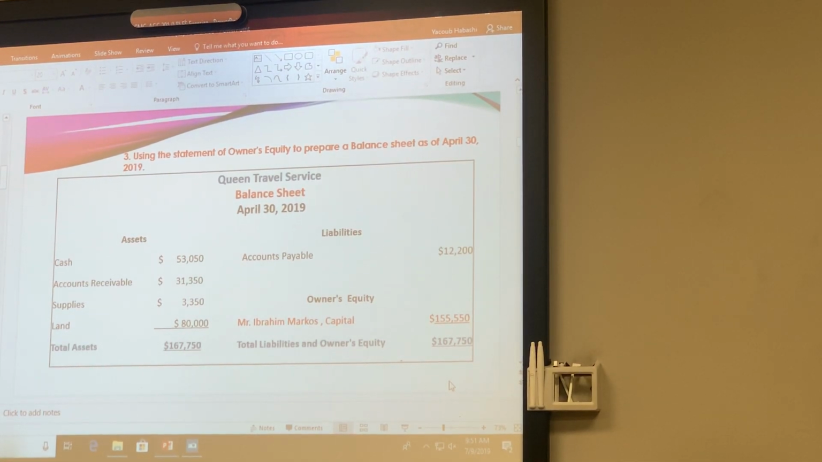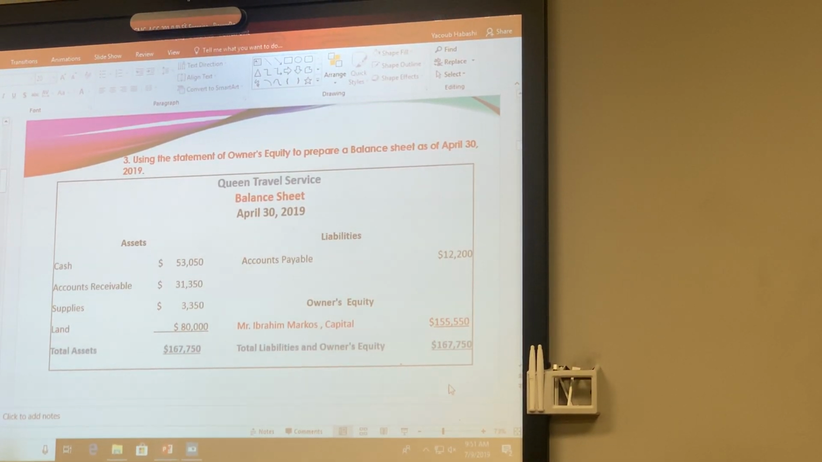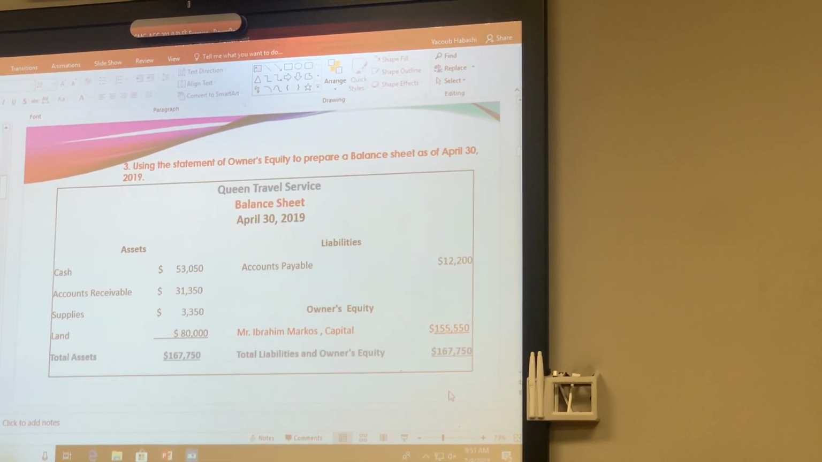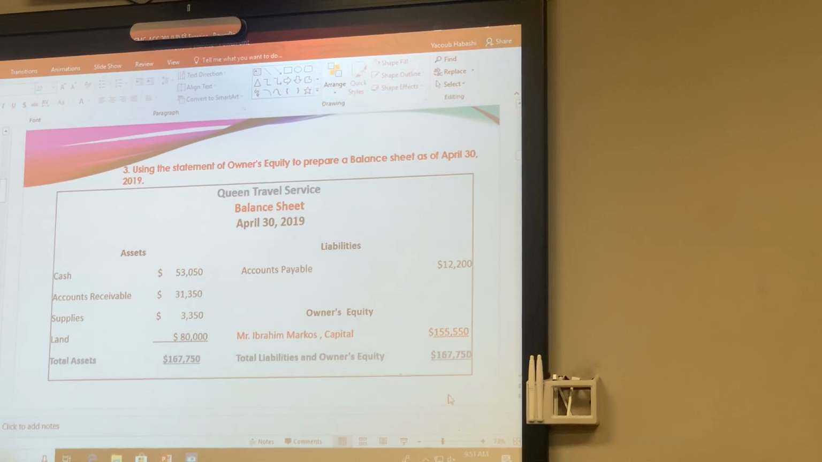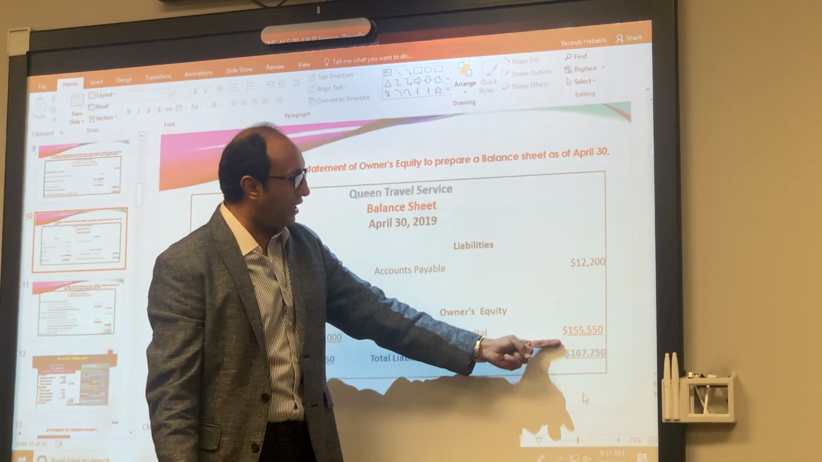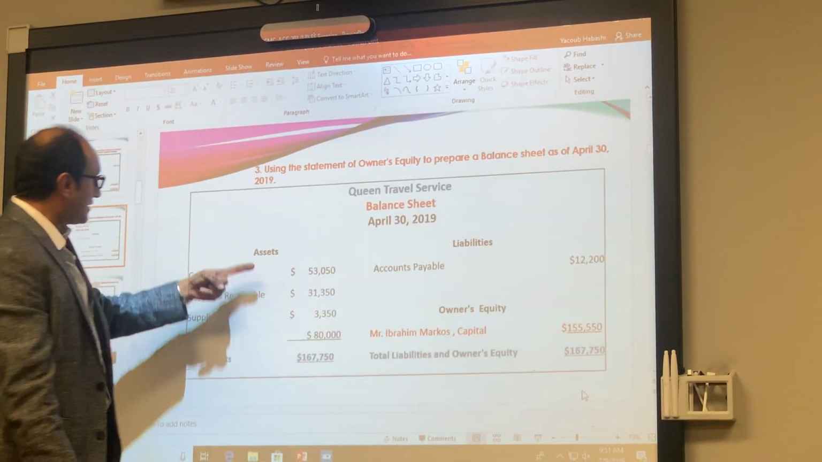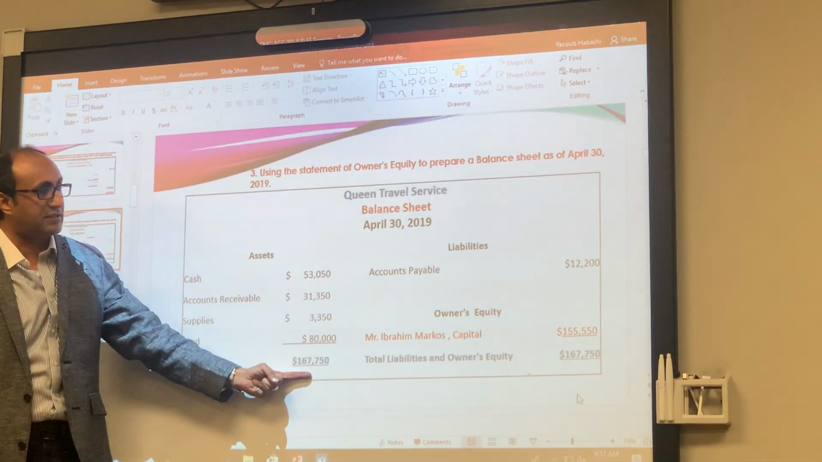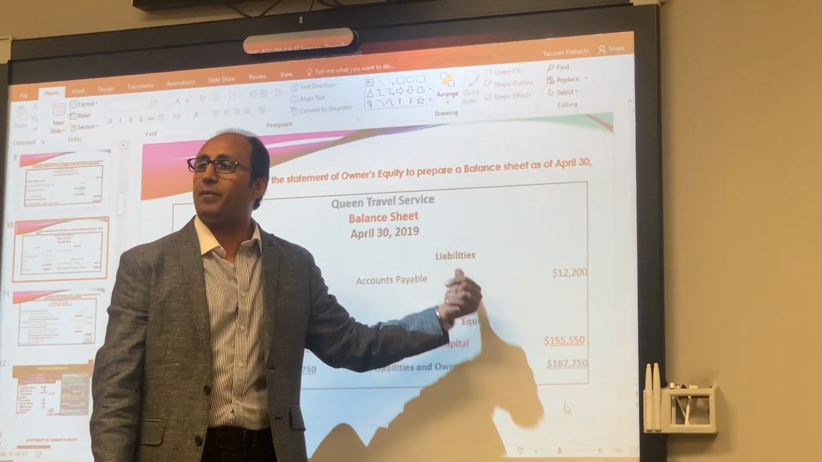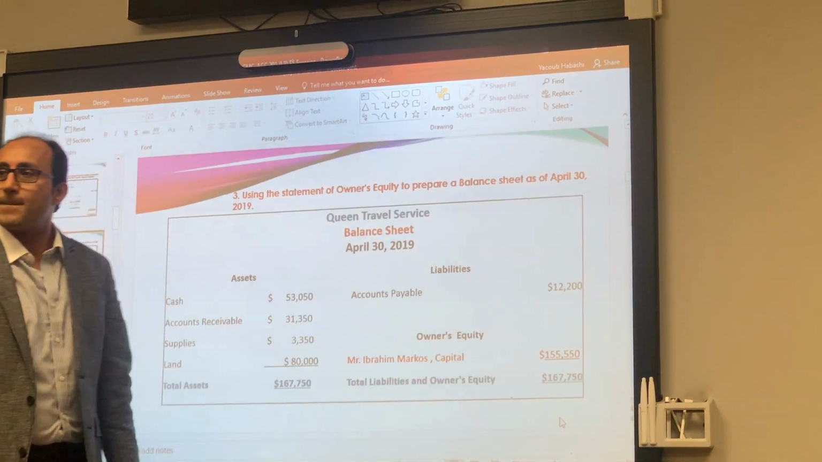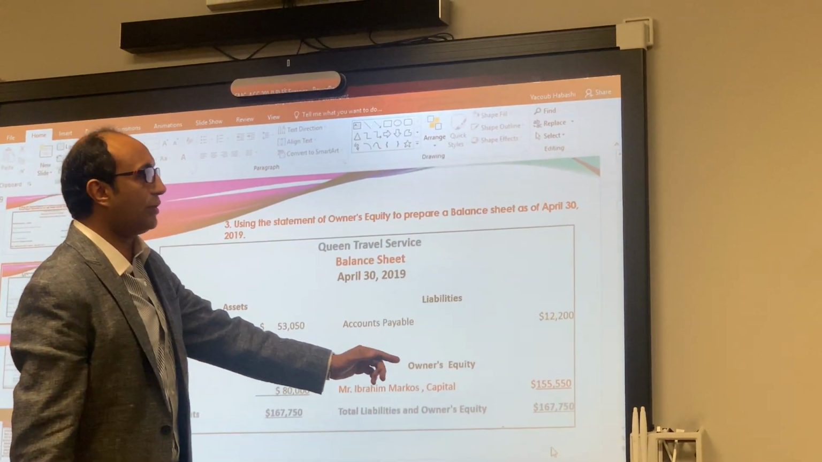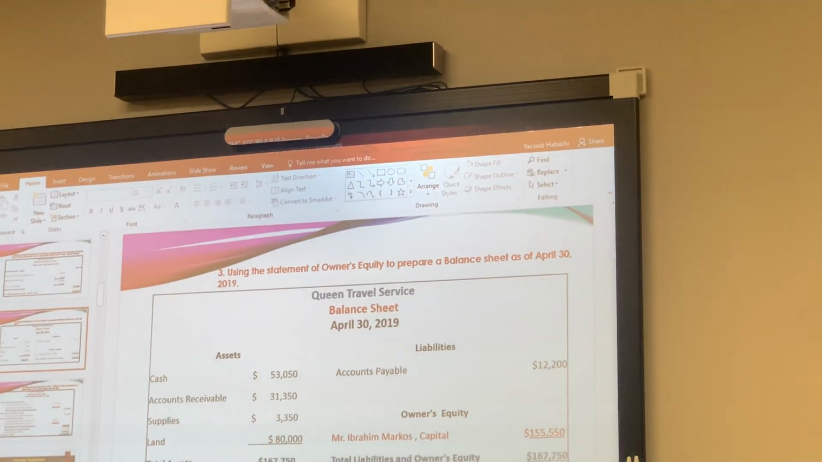Wait, I have a question. You said the liabilities and owner's equity is equal to the assets, but I thought that was them together. Yes, because liabilities plus owner equity give us this number, and all of these assets give us this number. This number, assets, must equal liabilities plus owner equity. Yes, yes.